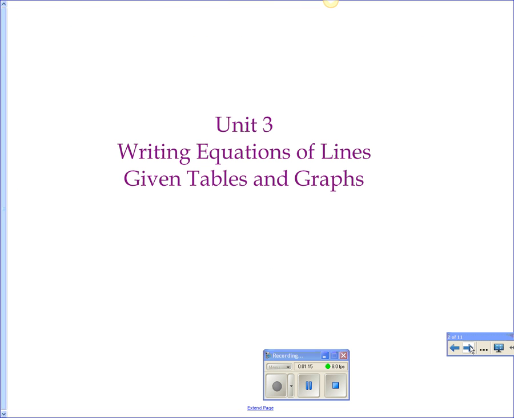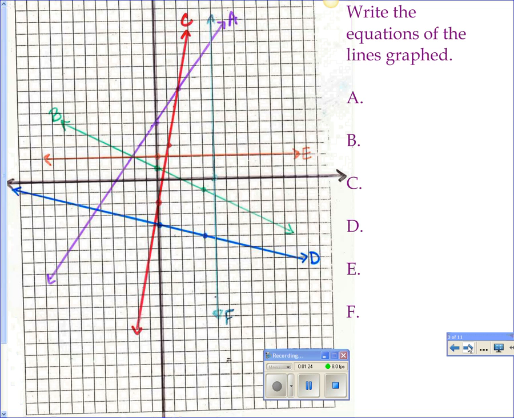Okay, for today's lesson, we're going to write equations of lines given tables and graphs. So we're kind of adding on to what we learned yesterday. So here you are given a graph, and it says write the equations of the lines graphed. So the equation of a line, the formula is y equals mx plus b.